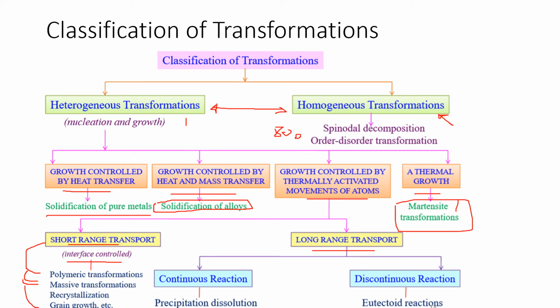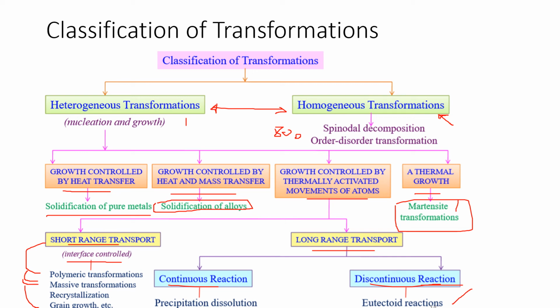While the long range transport can be further divided into two categories. One is the continuous reaction, the other is the discontinuous reaction. In continuous reaction, precipitation occurs. One example of the discontinuous reaction is the eutectoid reactions. This is the classification of transformation.